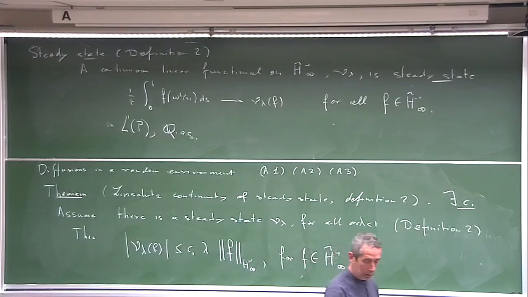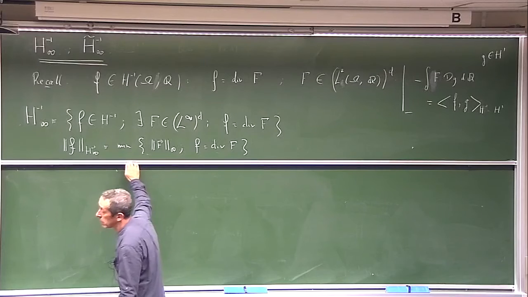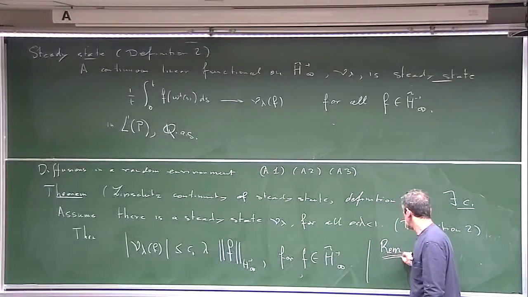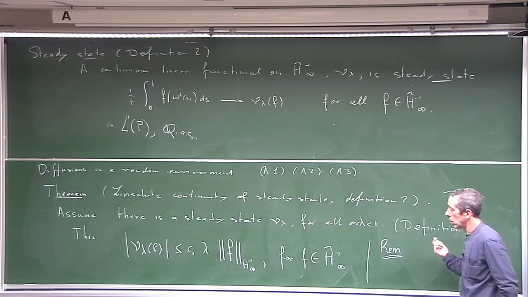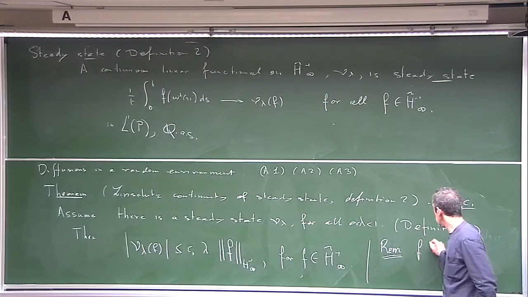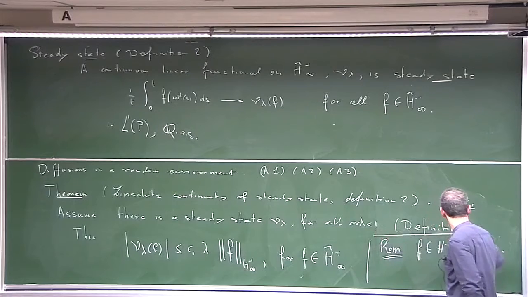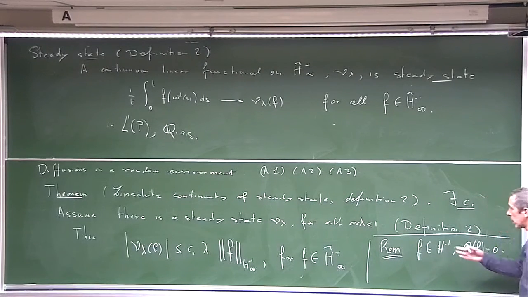Okay. So this is not quite what we want, because what we would like to do is to compute the derivative, but at least here we see that when lambda goes to zero, then the steady state nu lambda is approaching Q. I should emphasize the following remark: if you have an f which is in H minus 1, it's automatically centered with respect to Q. So if f is in H minus 1, then Q of f is 0. So this statement that nu lambda of f tends to 0, you should understand as a way to say that nu lambda of f converges to Q of f. So nu lambda is converging to Q.